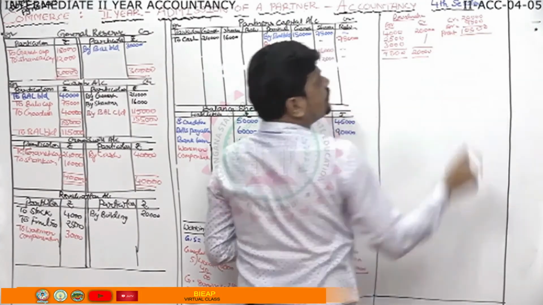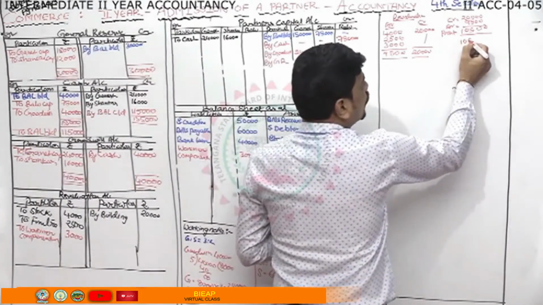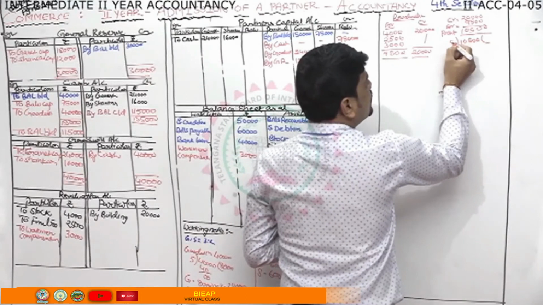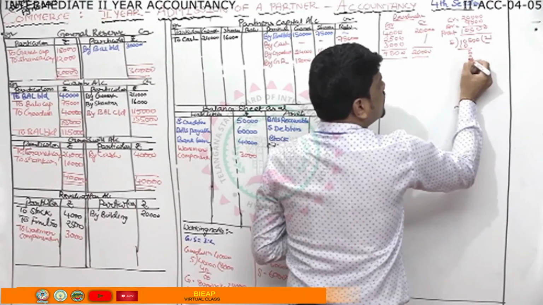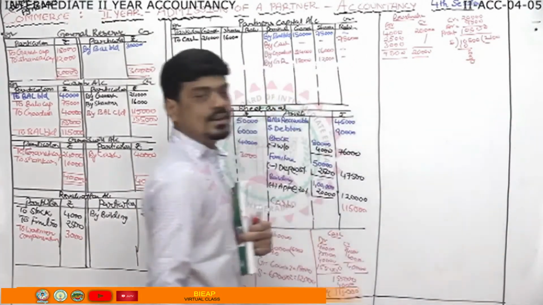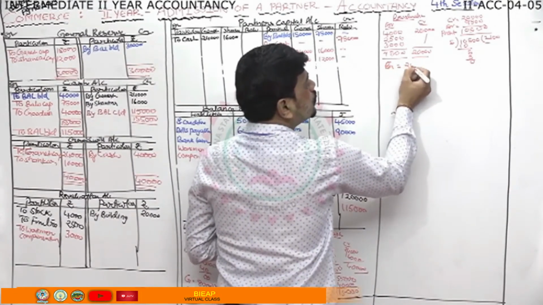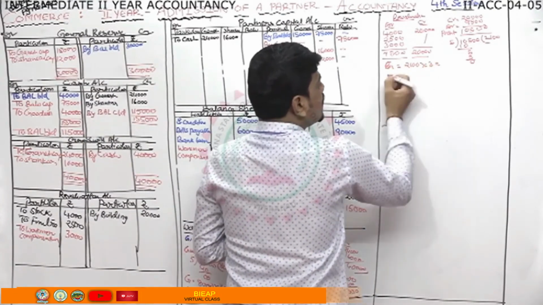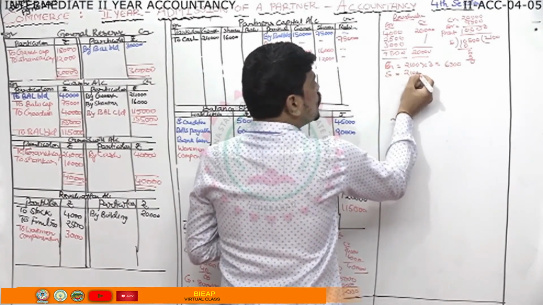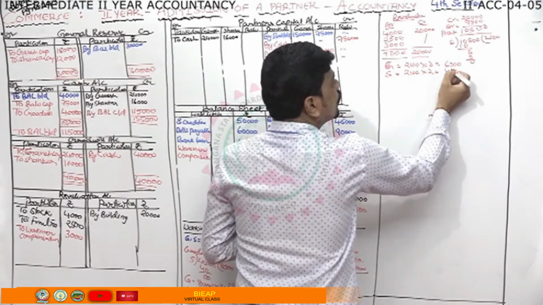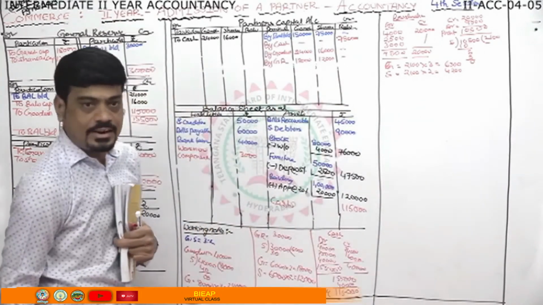10,500 is the profit. Again, this 10,500 will be divided by 5. You know the quotient. Divided by 5, 5 2s are 10. 5 1s are 5, 0. 2 zeros. 2,100. Now again I'll do the share of Ganesh. 2,100 into 3, 6,300. Shankar, 2,100 into 2, 4,200. Cross check. 3 plus 2, 5. 6 plus 4, 10. 10,500 here.